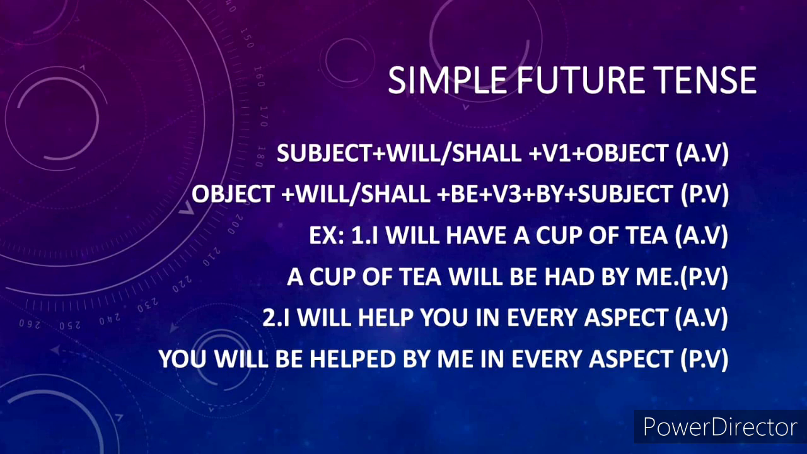Next example, I will help you in every aspect, it's the active voice. Here I is the subject, help is the v1, you in every aspect is the object, you will be helped by me. You will become you, here you is the object. You become you, same as it is same. You will be helped is the V3 form, by is the preposition, I will become me, it's a pronoun form. In every aspect is as it is, no change. In passive voice, there is no change in every aspect, it's a passive voice. You will be helped by me in every aspect.